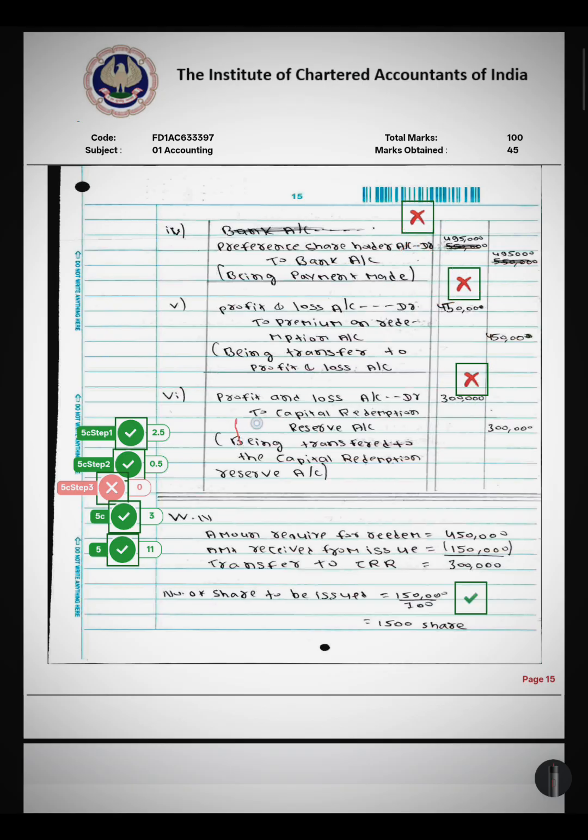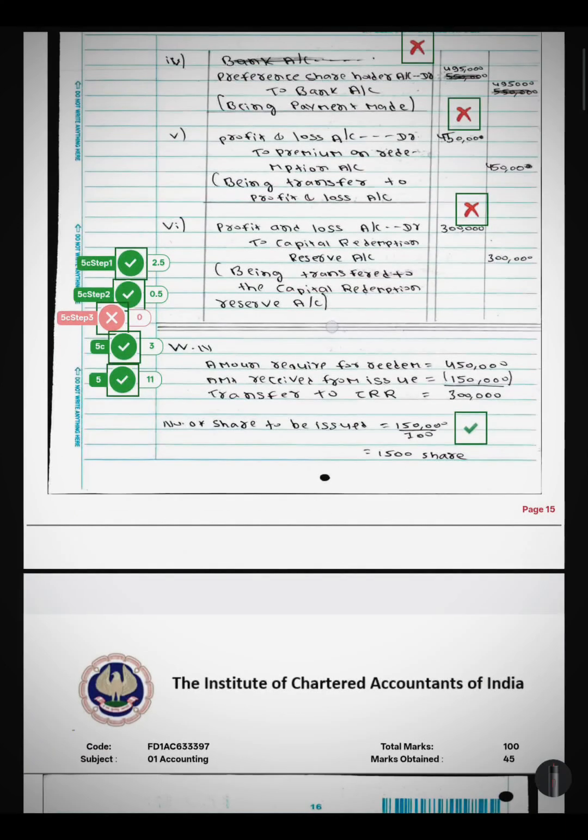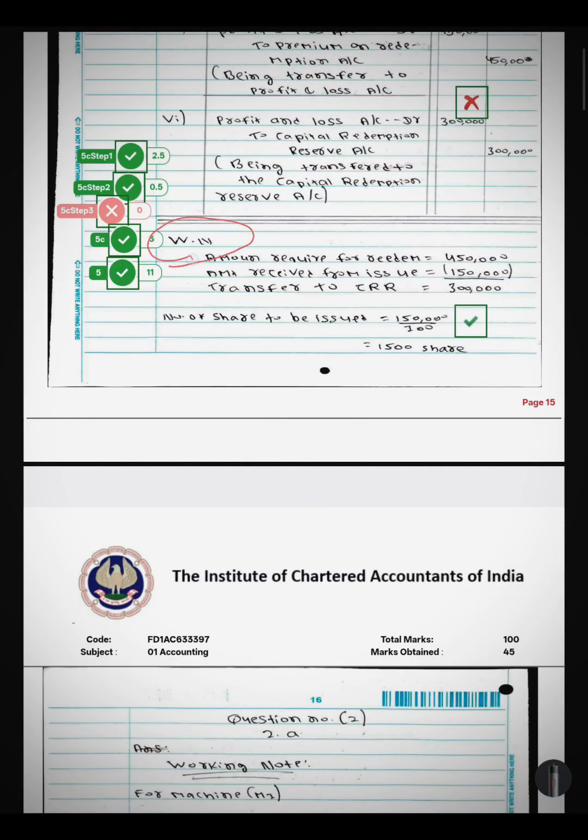So out of 10 marks, I was able to score 2.5 and 0.5. So as you can see, I was able to score 3 marks, that is 10 by 3. So as you can see, out of 20 marks I was able to score 11 marks, and the teacher hasn't allotted any marks for the working note. Maybe he has given this 0.5 because of this working note.